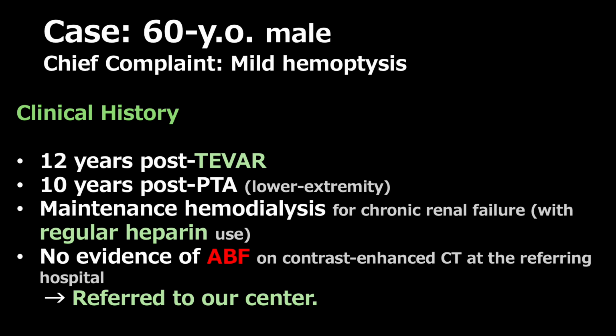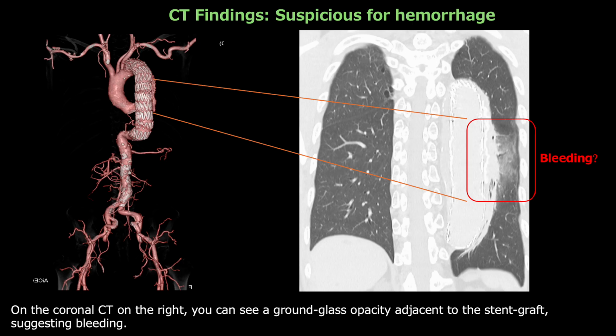Let's move on to the case. Our case is a 60-year-old male presenting with mild hemoptysis, 12 years post-TEVAR and 10 years post-PDA, undergoing maintenance hemodialysis with heparin, with no evidence of ABF on CT. So he was referred to our heart center.